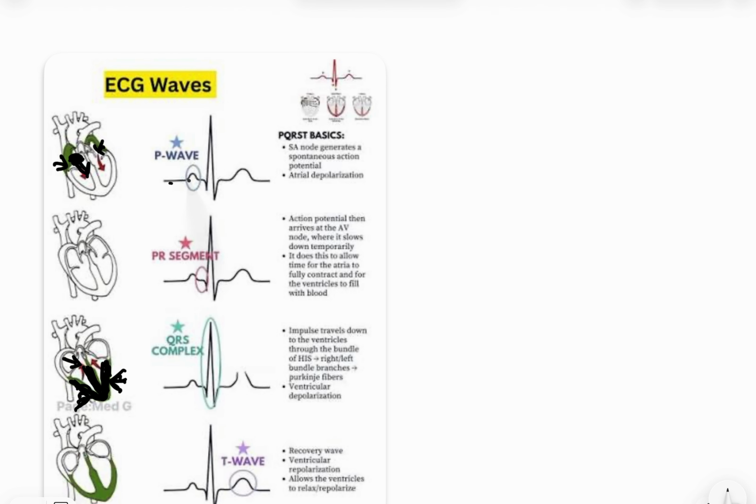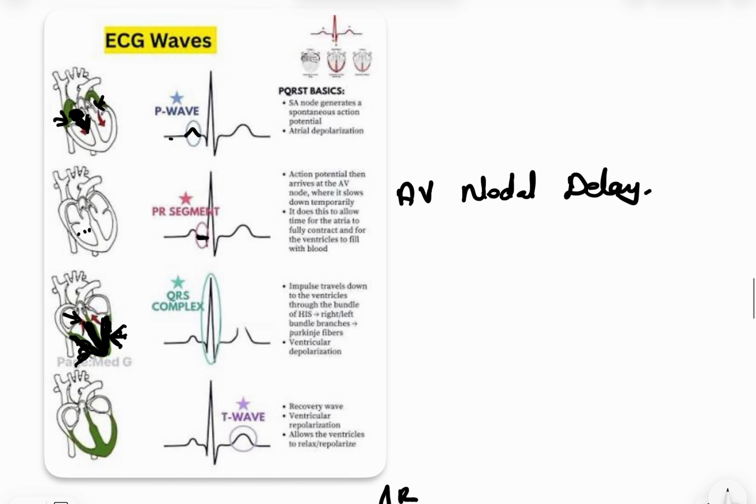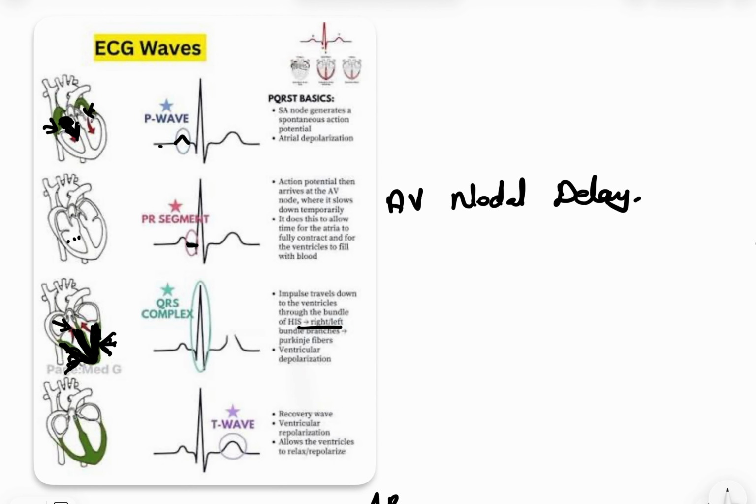The P wave shows the impulses from the SA node traveling to the AV node. The PR segment is the AV nodal delay, where the impulse gives some time for the filling up of the ventricles. That is AV nodal delay, which happens in the PR segment. And then the QRS complex. In the QRS complex, the impulse is traveling through the bundle of His to the right and left bundle branches, helping the contraction of the ventricles.